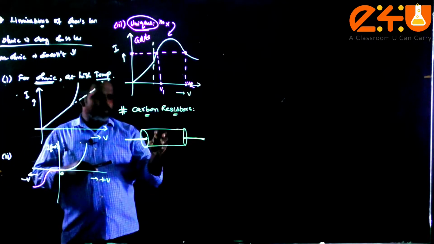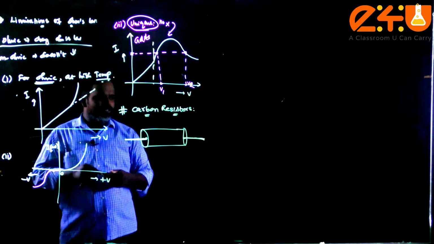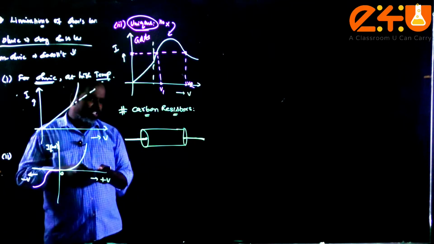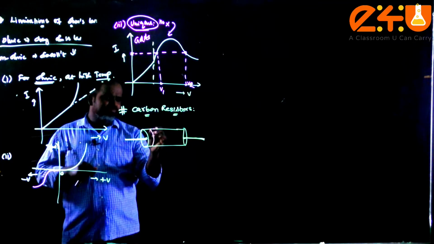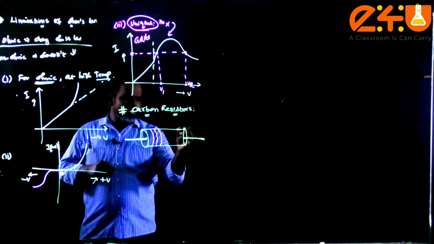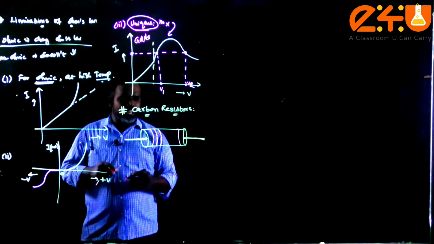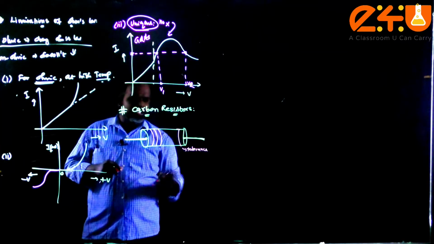Since their sizes are very small, in order to find out the value, they use a color coding system. So this is end 1. Let us consider there are three colored rings on one side, and on the other side only one colored ring. This is called the tolerance value.